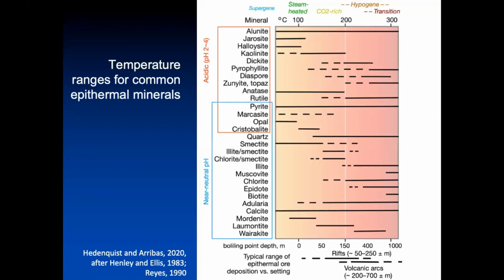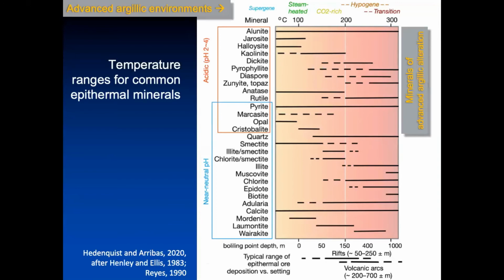Now, one last detail we haven't talked about: the advanced argillic alteration minerals formed at acid pHs, and many of these minerals have different temperatures of stability. So when we recognize the minerals, they help us identify whether we're in a low-temperature distal zone or a higher-temperature proximal alteration zone, such as pyrophyllite and diaspore, or even dickite. These are proximity indicators, particularly in hypogene alteration.